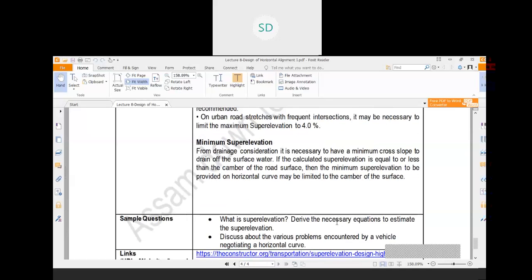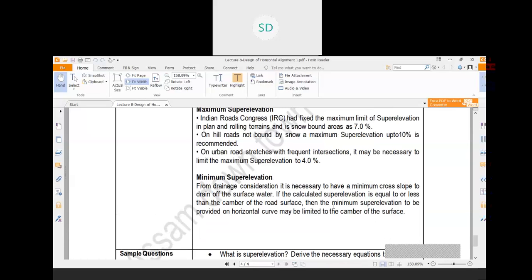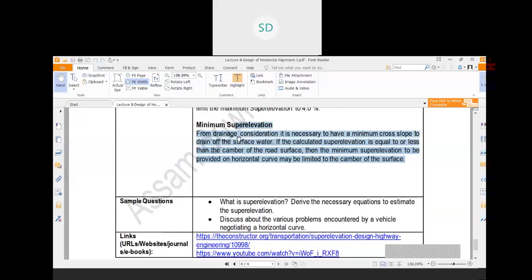Now, what about the minimum super elevation? From drainage consideration, it is necessary to have a minimum cross slope to drain off the surface water, and for that reason, we have provided the camber. Now, if the calculated super elevation is equal to or less than the camber of the road surface, then the minimum super elevation to be provided on the horizontal curve may be limited to the camber of the surface. So, whatever camber is provided over there, you just provide the super elevation according to that camber. That is your minimum super elevation, and for the maximum super elevation, these are the values.